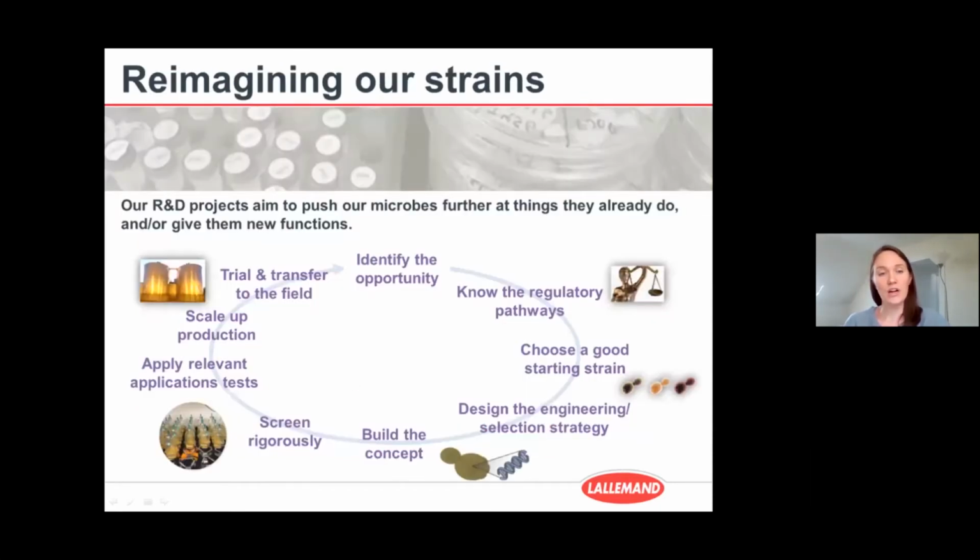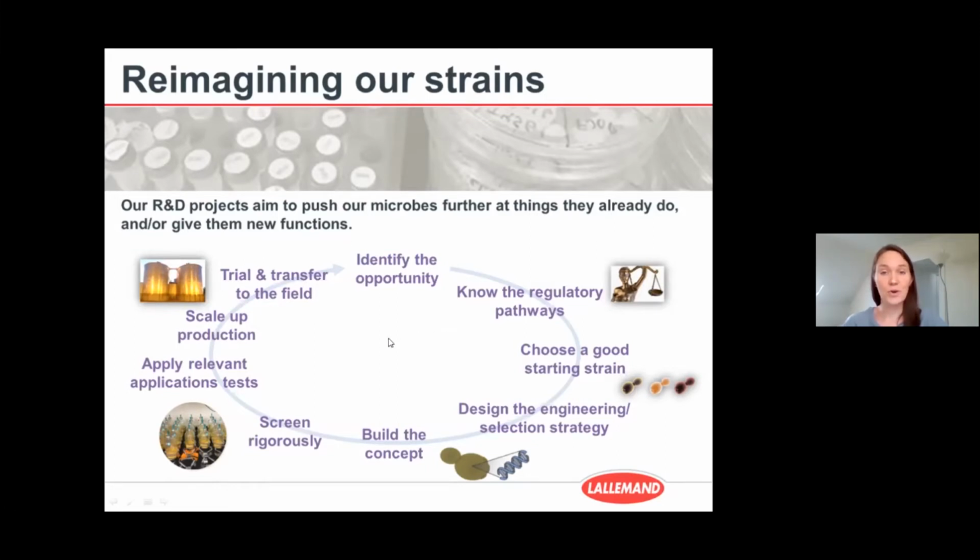And for our corporate R&D group, which I'm a part of, our projects aim to push our microbes from our very large culture collection further at some of the things that they already do, and also in some cases to give them new functions. And typically our new product development projects will follow a cycle that looks like the one that's shown on this slide.